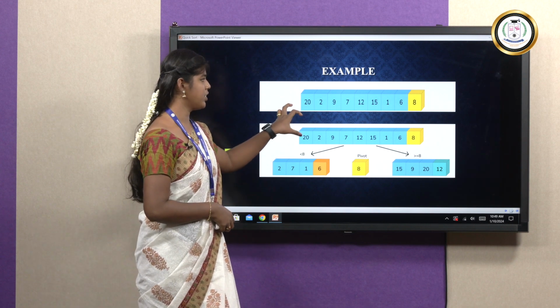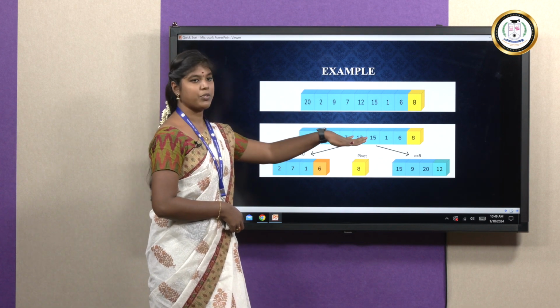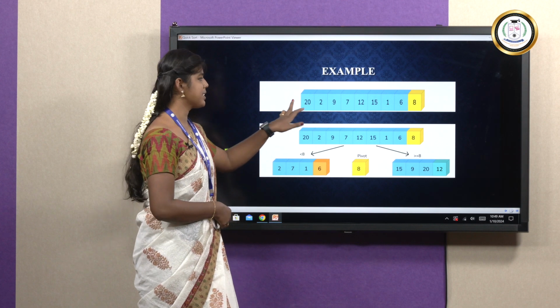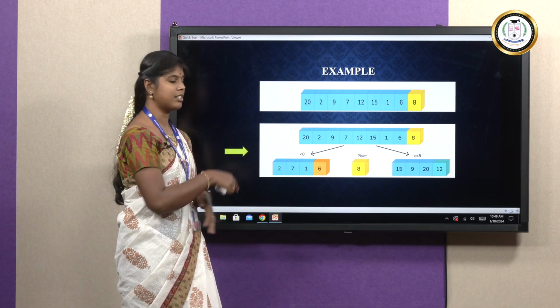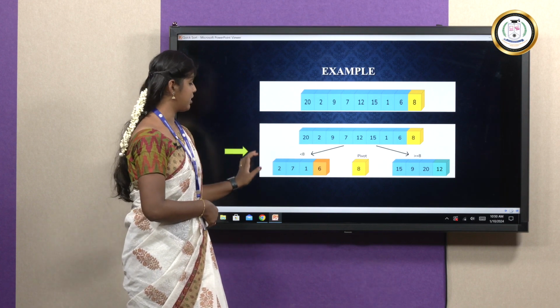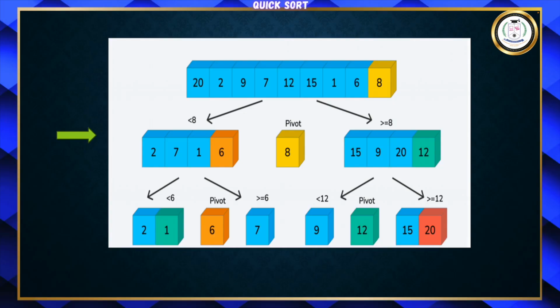Whatever array is given, first choose the pivot element. You can choose your pivot element from the start, the middle, or the end. I'll be choosing the last element as the pivot element, and then I'll split this array. Next step is, this is my second step.